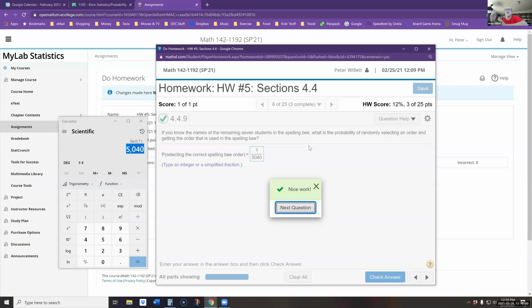So for example, in this case, how could we have known that you wouldn't use the same person twice and therefore there's no replacement with the people when they're being chosen? It says the probability of randomly selecting an order and getting the order that is used in the spelling bee. So we had to know that when people are selected for a spelling bee, one person doesn't get selected twice. That you don't use the same person twice. They don't say that. You have to somehow believe that you could come to that understanding.